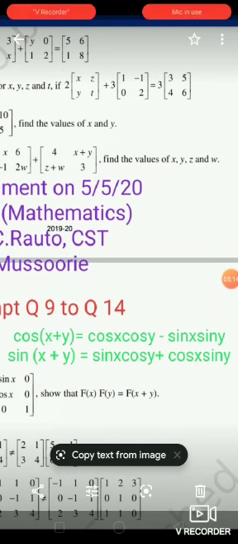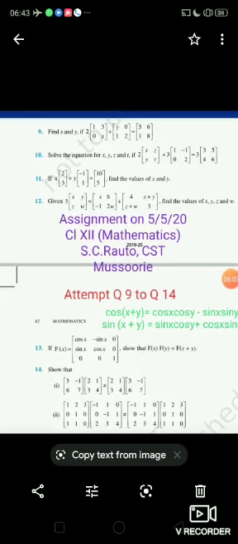Even if there is any difficulty after your attempt, I am always there to guide you and help you. Now coming to question number 14, you can see these are simple questions. Matrix multiplications: left hand side you find, right hand side you find. If they are equal, you will write equal. If they are not equal, you will write they are not equal.